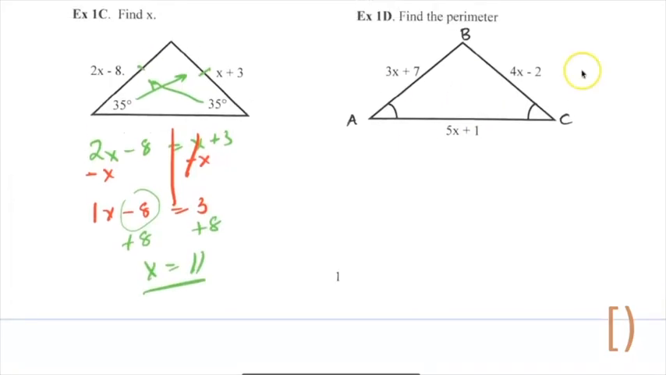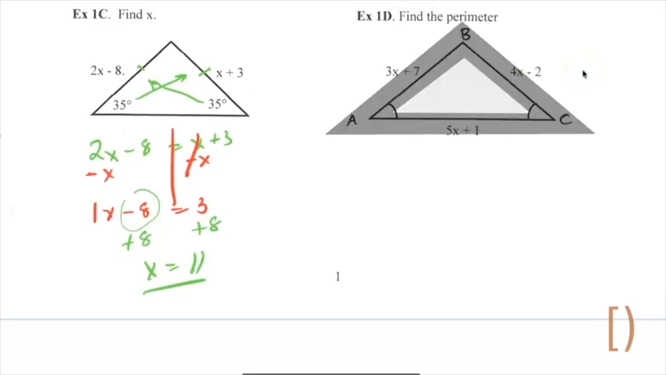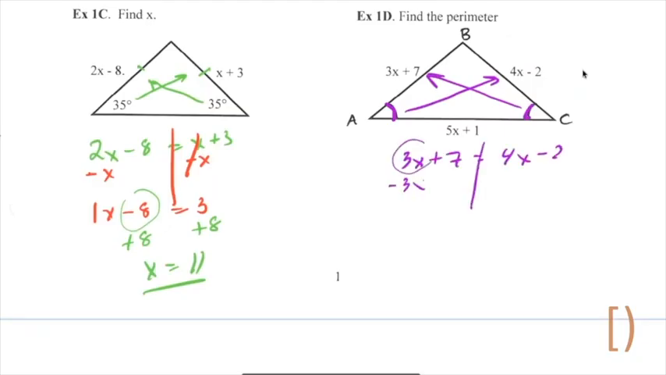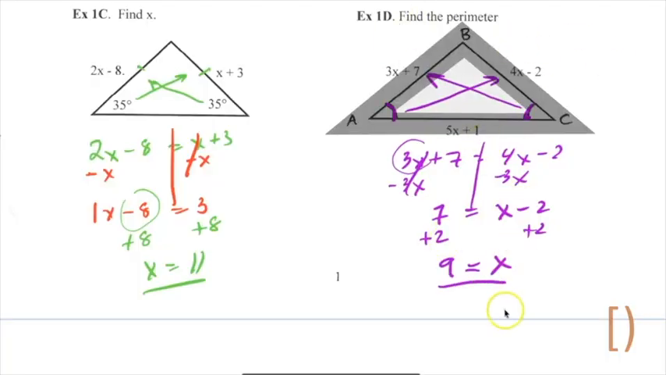Over here, if I want to find the perimeter, well, first we have to find out what x is. This angle is equal to this angle. That means that this side is equal to that side. 3x plus 7 is equal to 4x minus 2. Same concept, I want to get rid of this x, so minus 3x from both sides. We get 7 is equal to x minus 2. Now let's get rid of this minus 2. We get x is equal to 9. Now in this problem, we're not done because it didn't say find x, it said find the perimeter. But now we know what x is. We can substitute it in. Right here, it's a 9.